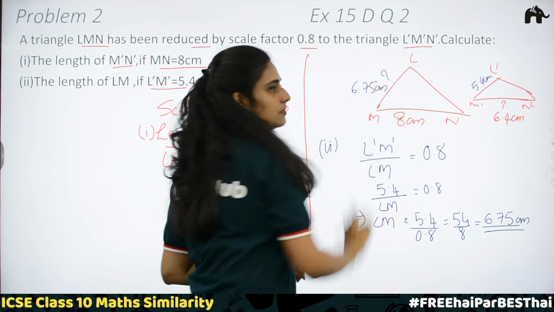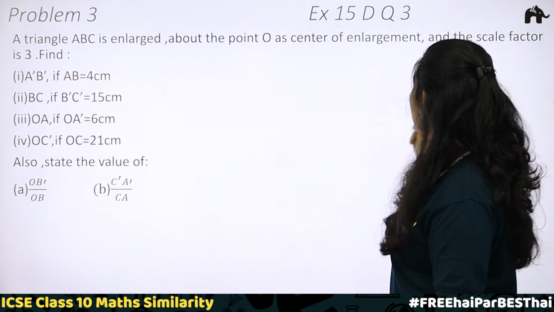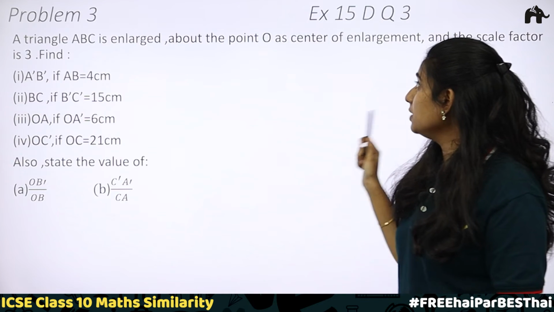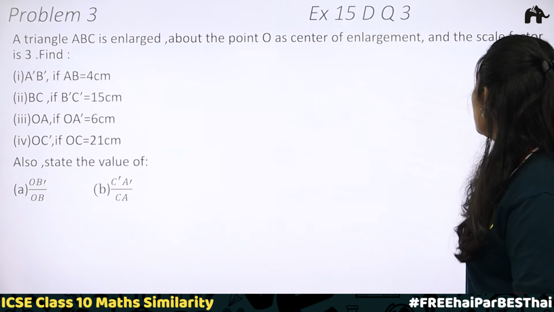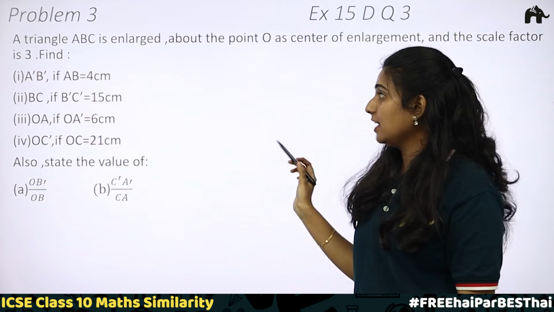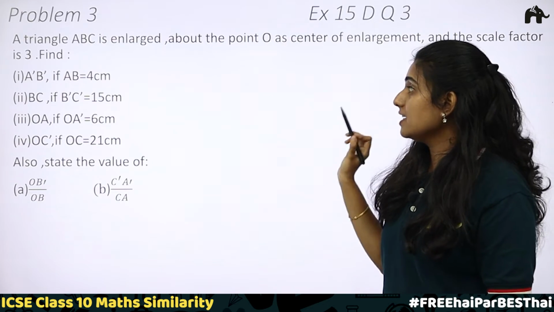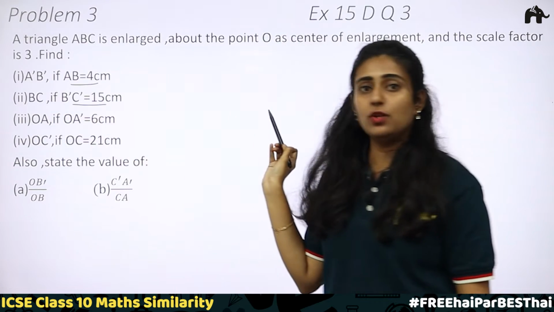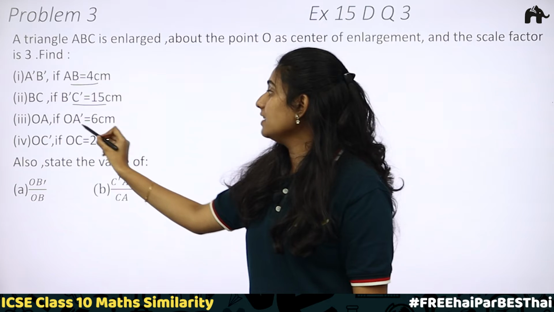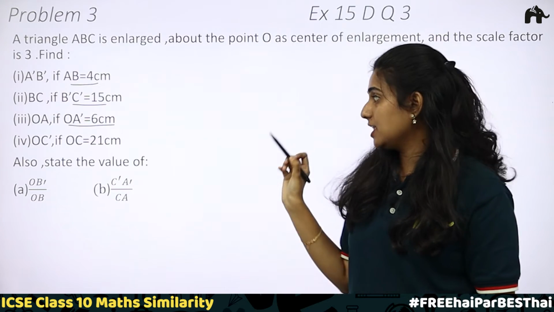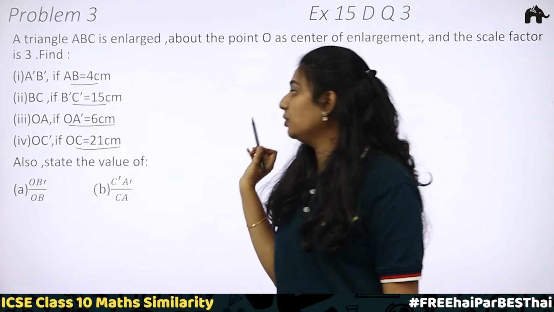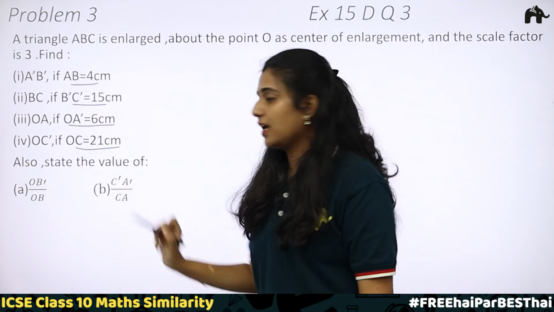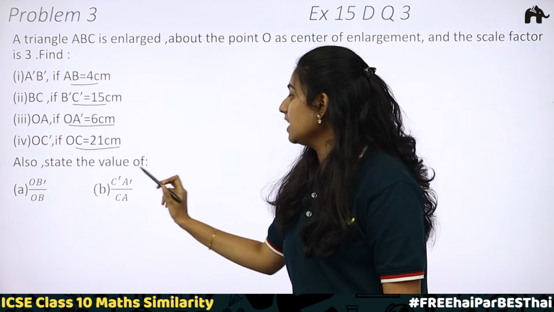6.75 centimeter. Okay. Next, problem number 3, question 3 of exercise 15D. A triangle ABC is enlarged about the point O as center of enlargement and the scale factor is 3. Find, first question, A dash B dash if AB is equal to 4 centimeter, BC if B dash C dash is equal to 15 centimeter, OA if OA dash is equal to 6 centimeter, OC dash if OC is equal to 21 centimeter. Also, state the values of OB dash by OB, and second, C dash A dash divided by CA.